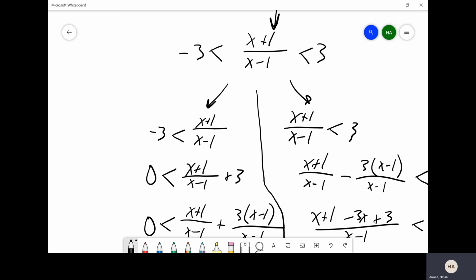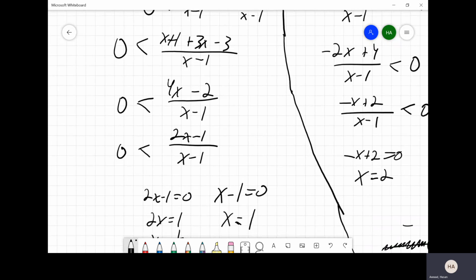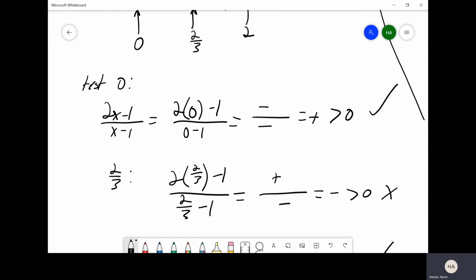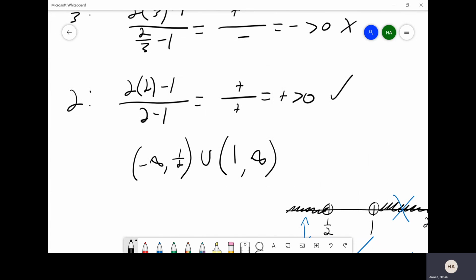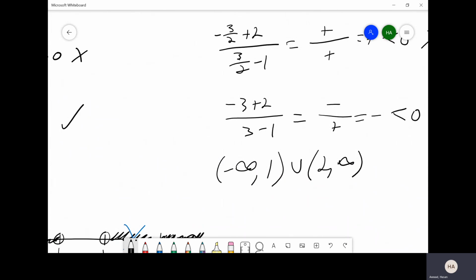So the normal test point method that we have, where we get 0 for one of the sides because we want to see if it's positive or negative, then we solve for both of them. We saw that for the first one, what was it? Negative infinity to a half, union with 1 to infinity. And then for the second one, it was negative infinity to 1, union with 2 to infinity.